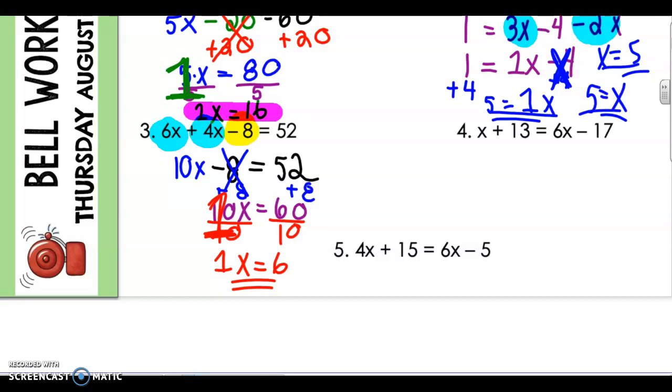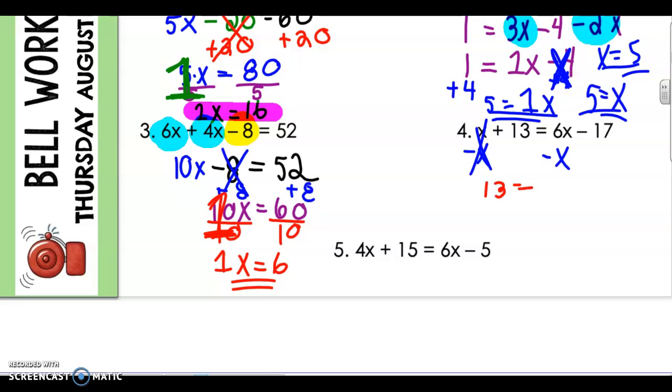All right, number 4, x plus 13 equals 6x minus 17. On the left-hand side of the equal sign, do we have any like terms? Nope. On the right-hand side of the equal sign, do we have any like terms? Nope. So now we need to move stuff around. We need to move things over. I'm going to take this x and subtract it from both sides. Because remember, when there's no symbol in front of there, that's like a positive x. A positive 1x. How do I move it over? I subtract it. These cancel out.